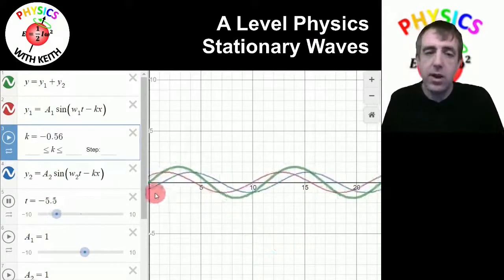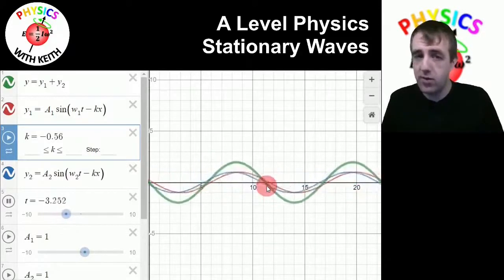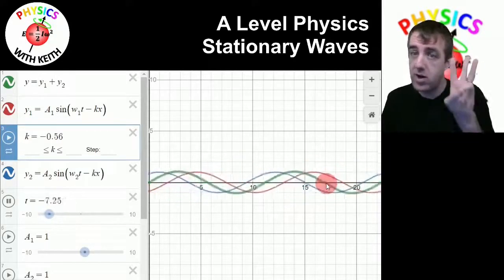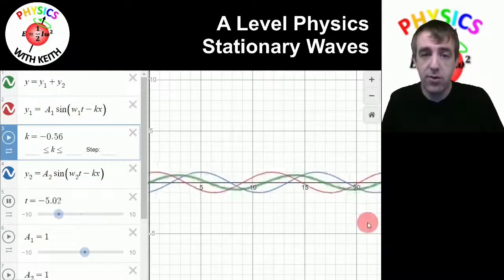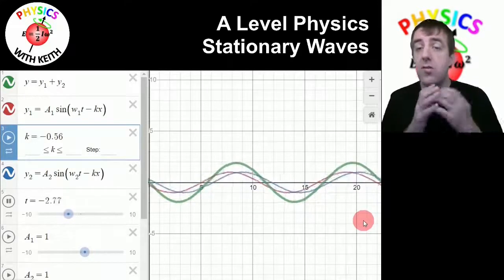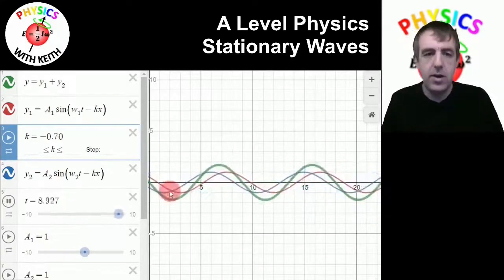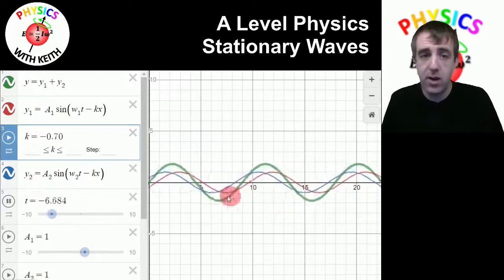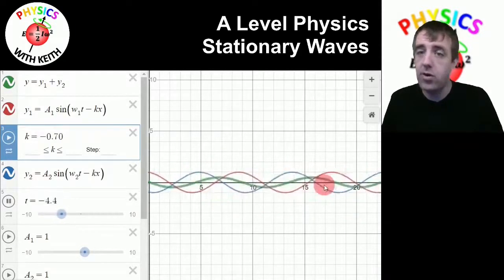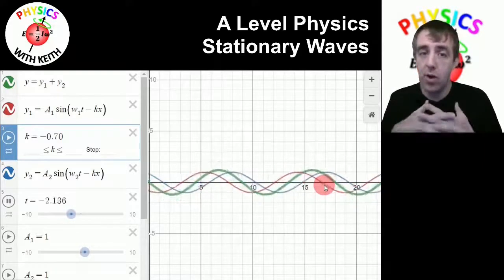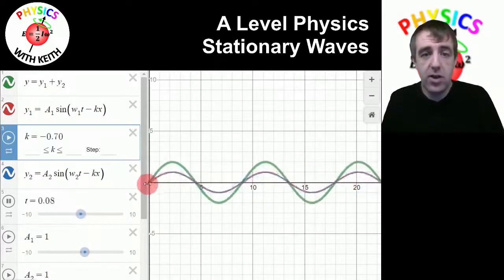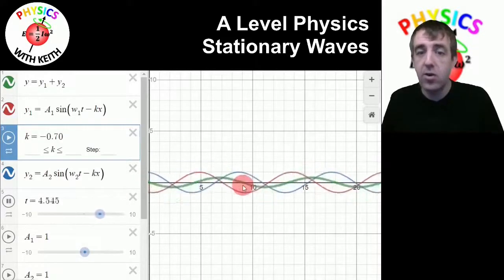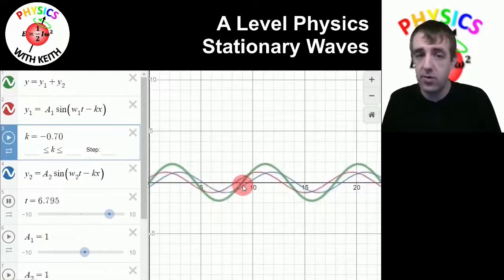And now the wavelength is half of the length of the string. We get 1, 2, 3 nodes along this string, so it's a third overtone. 1, 2, 3, 4 antinodes, so it's the fourth harmonic. 1, 2, 3, 4, 5 antinodes, so it's the fifth harmonic. 1, 2, 3, 4 nodes, so this is the fourth overtone. And you can see that one wavelength now, which goes from the beginning here to the end here, is 2/5 of the length of the string.